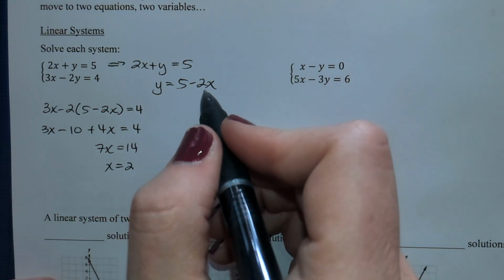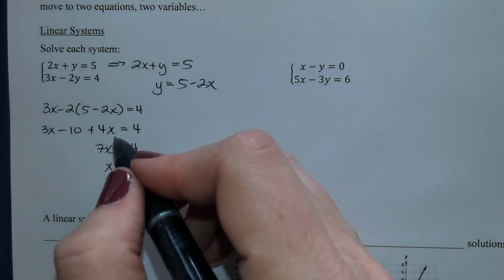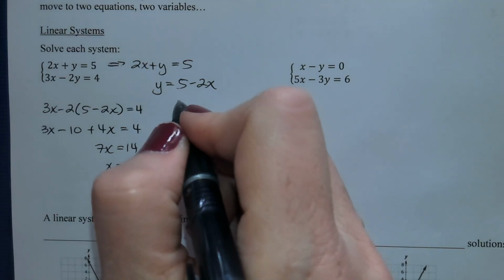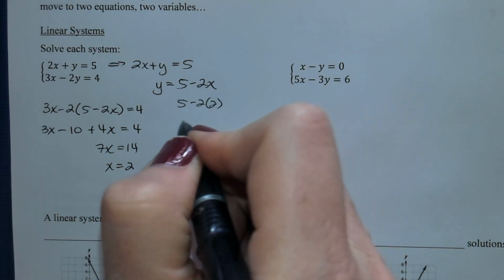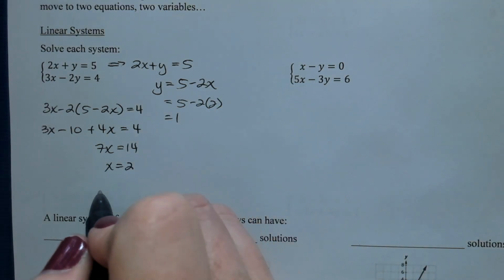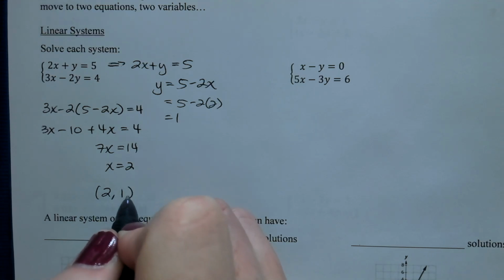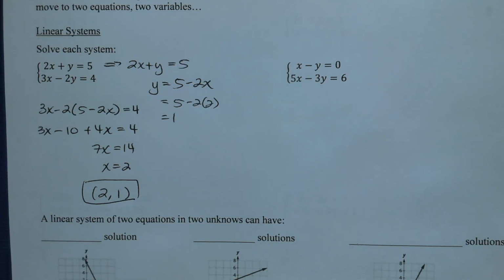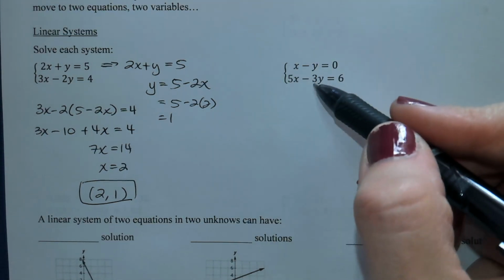And then we just have to plug that back in. Usually, if you go back and forth, they're set up nice for you. So take that 2, plug it in right there, and 5 minus 2 times 2 just gives us a 1. So the solution to this system is (2, 1). And we write it like a point because what we're really looking for is where those two equations intersect each other.